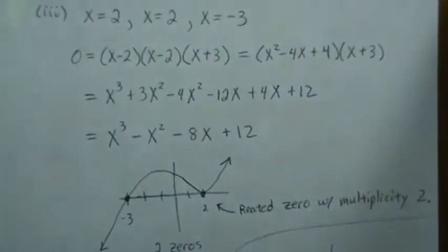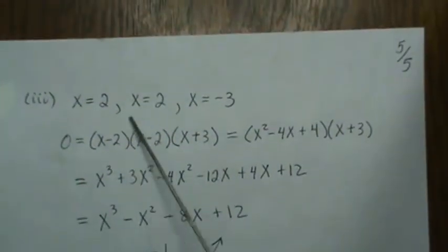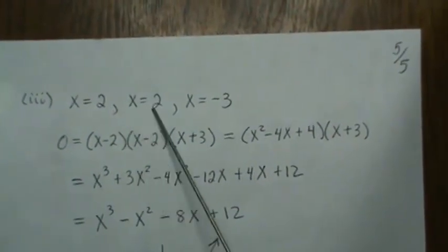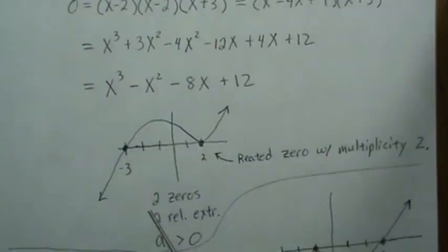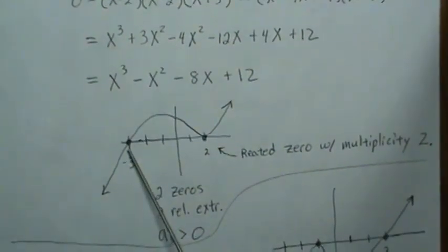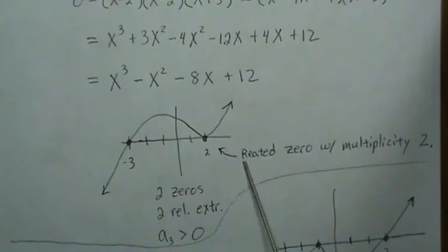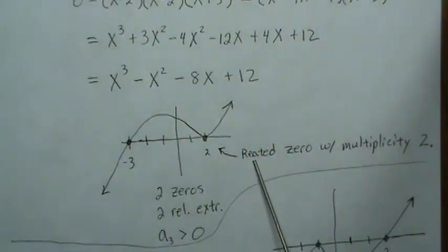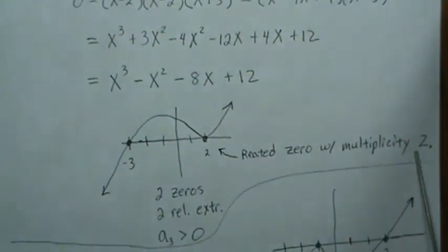So here is our, remember we had these zeros. So this is a multiplicity of 2. So we have zeros at -3 and 2. And this is a repeated zero with multiplicity 2.